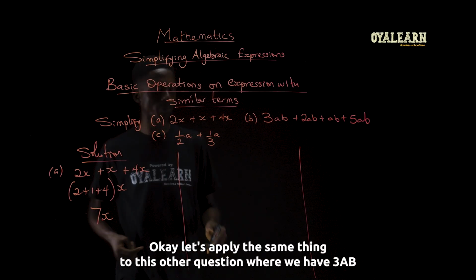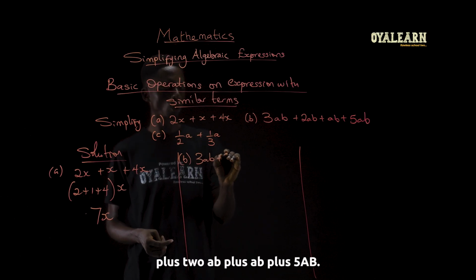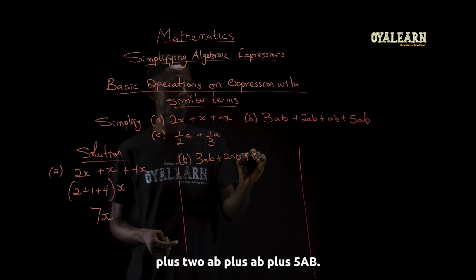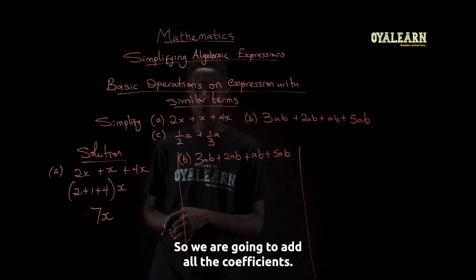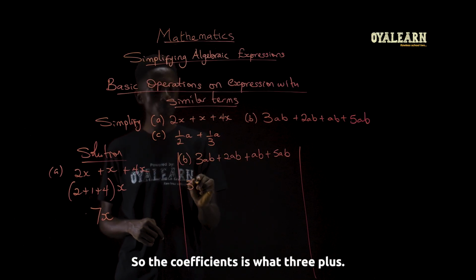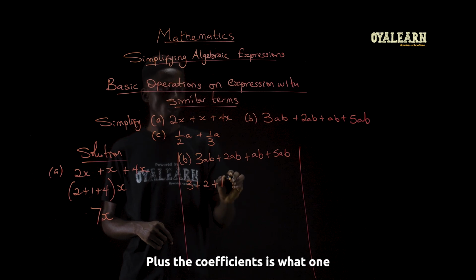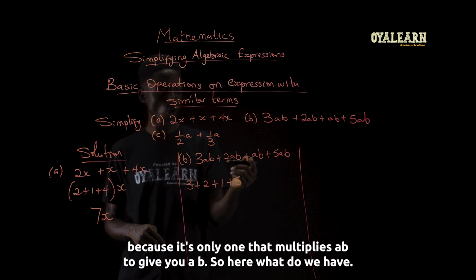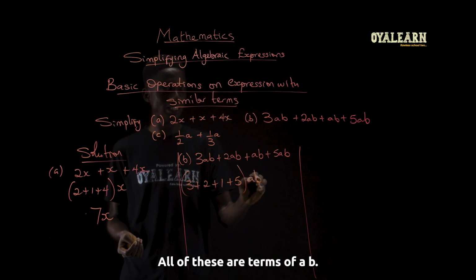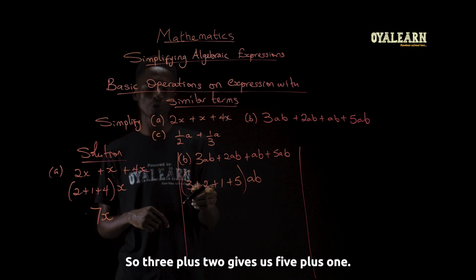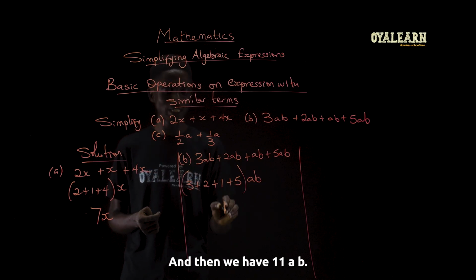Okay, let's apply the same thing to this other question where we have 3ab plus 2ab plus ab plus 5ab. So we are going to add all the coefficients. The coefficient here is what? 3, plus the coefficient here is what? 2, plus the coefficient here is what? 1, plus the coefficient here is 5, because it's only 1 that multiplies ab to give you ab. All of these are terms of ab. So 3 plus 2 gives us 5, plus 1, and then we have 6, plus 5, and then we have 11ab.